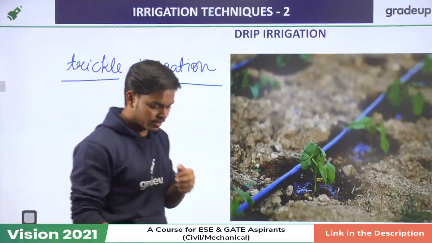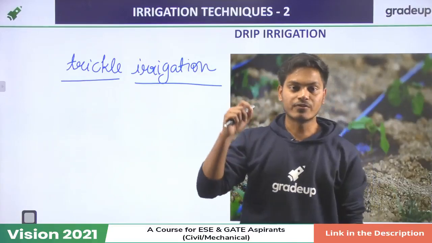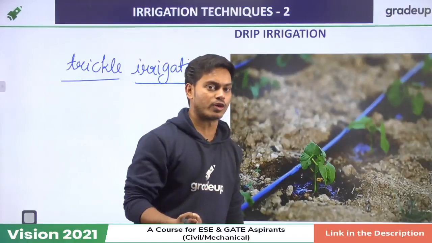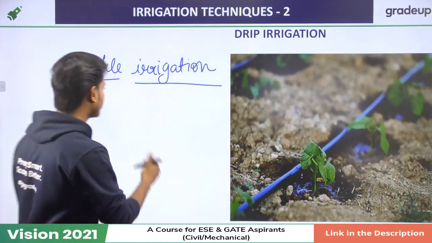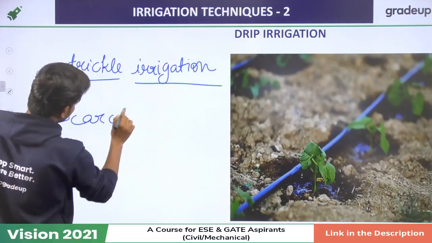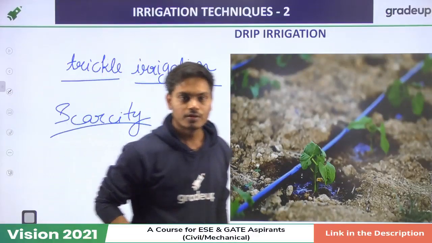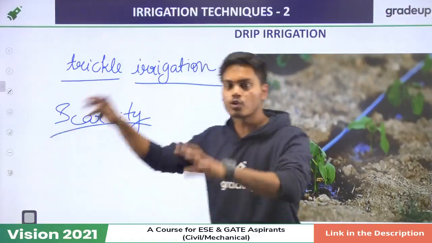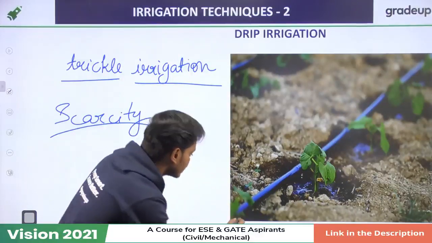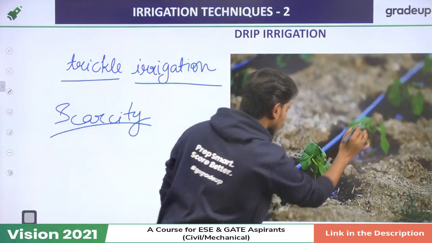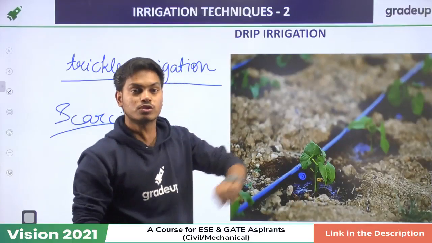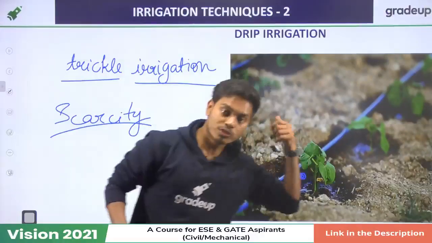Okay, now let's talk about drip irrigation. This is the very best method for the places where we have scarcity of water. So scarcity means lack of water. Wherever we are going to have lack of water, we are going to use this type of method. As you can see, there are certain pipes here, and we are going to provide water directly to the root zone.